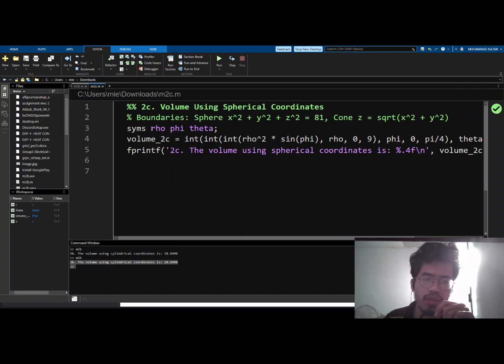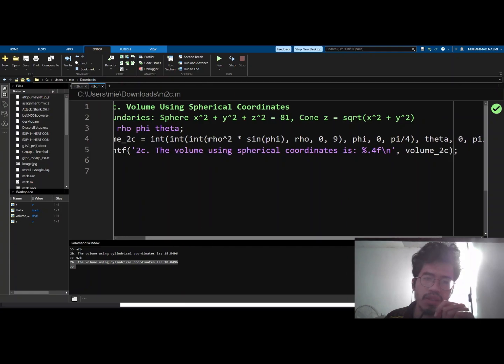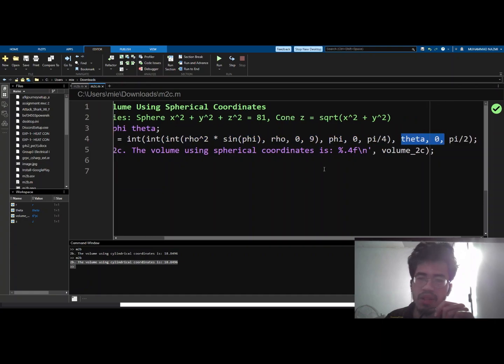And this is our code for this solution that we use. Our syntax is rho, phi, and theta. Our formula is triple integration in spherical coordinates, rho to the power of 2 multiplied by sin phi. So you will first integrate with rho value. After that you will integrate with phi value, and lastly the theta value.